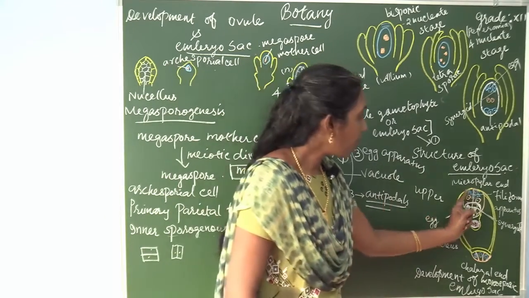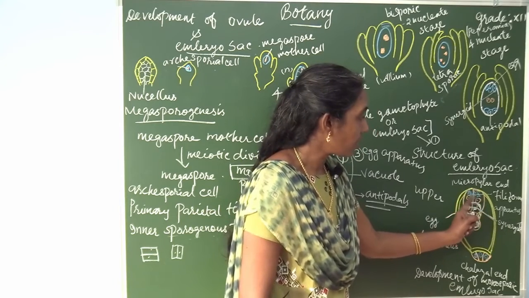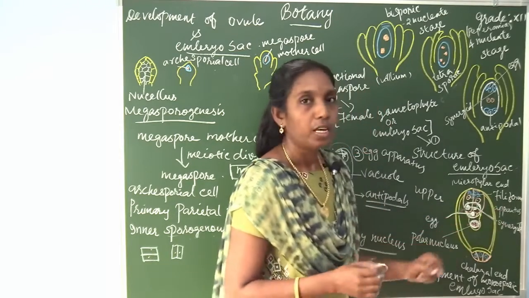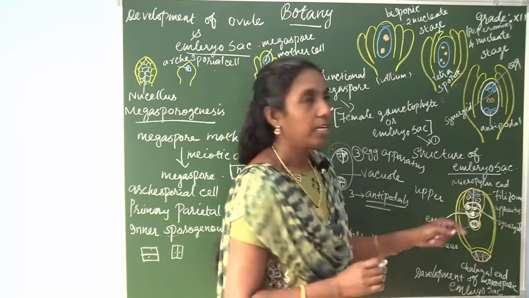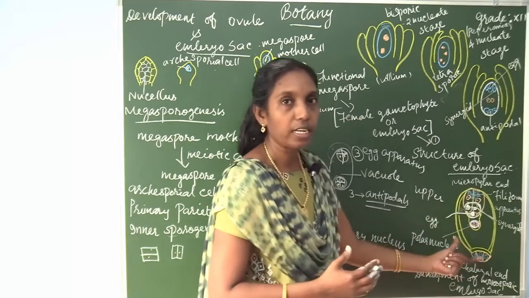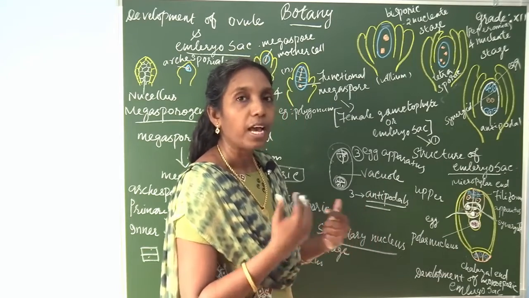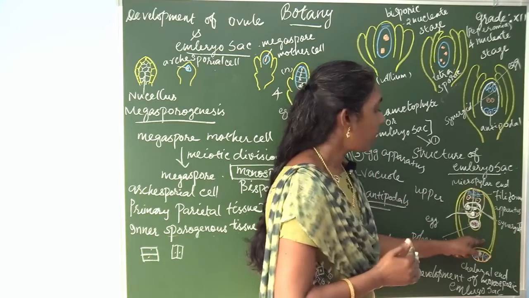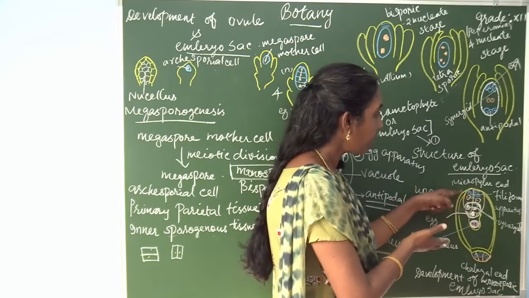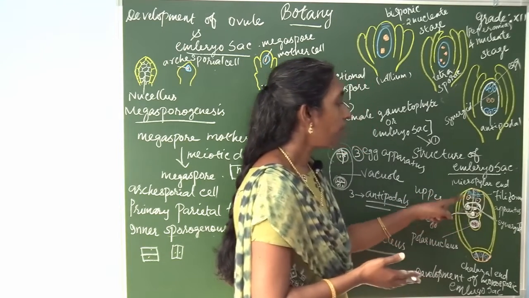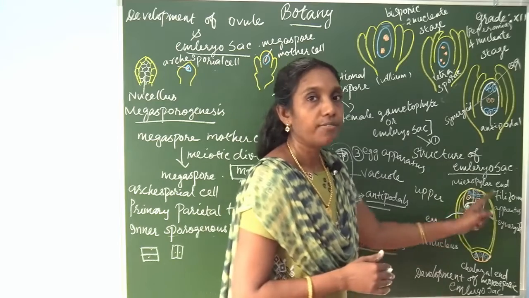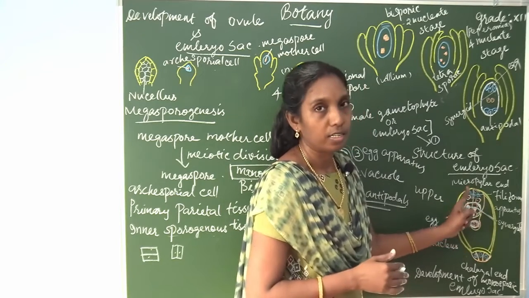When you observe this diagram, there is another structure, the filiform apparatus. This is a specialized tissue. The filiform apparatus helps the embryo sac with absorption, conduction, as well as nutrition from the nucellar cells to the developing embryo sac. When the embryo sac develops, nutrition is given through this filiform apparatus, and it also helps the pollen tube reach the egg. These are the functions of the filiform apparatus.